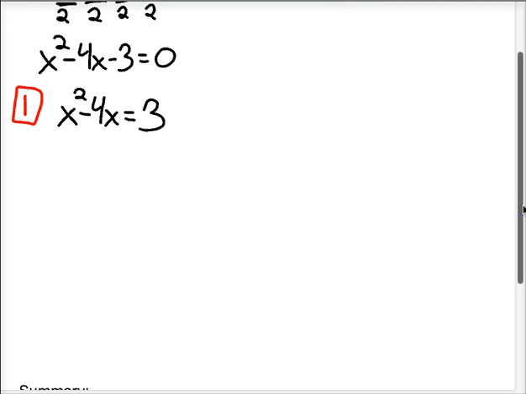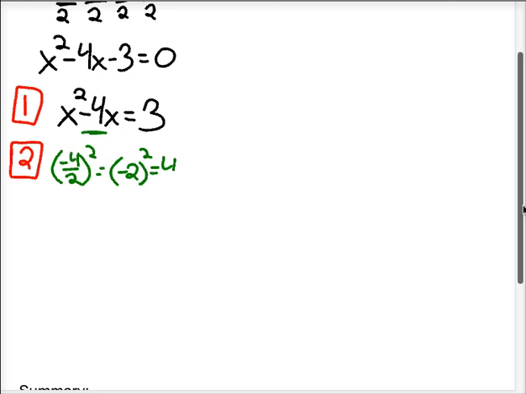Remember, step 2. Step 2 says I need to find that b over 2 squared. So negative 2 squared is 4. So remember, step 2 is I need to add that 4 to both sides. Oh, I'm sorry. I can clean it up a little bit.